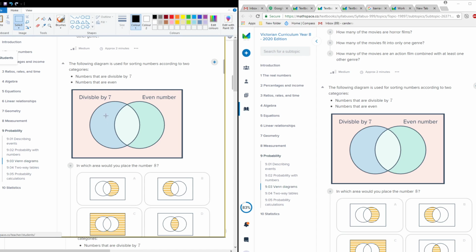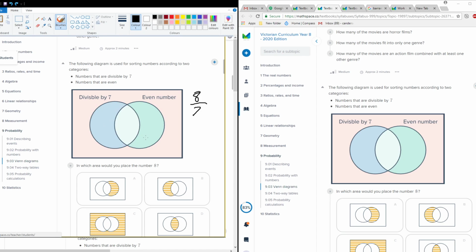Well, you ask yourself, can 8 be divided by 7? Well, no. Doesn't give us a whole number, it gives us a decimal. Is 8 an even number? Well, yes, it is. So, we know that it's not divisible by 7. So let's get rid of that. But it is an even number, so it would go there.